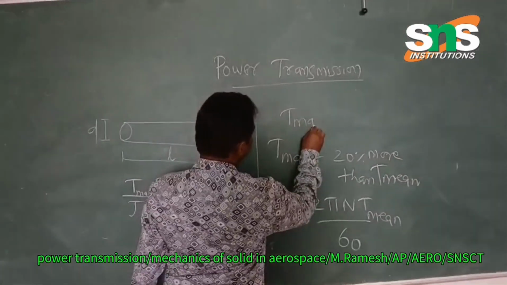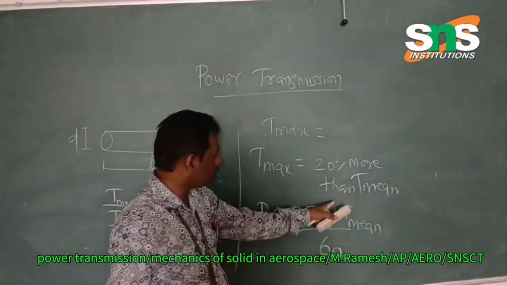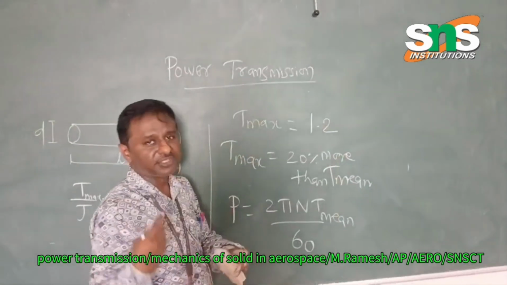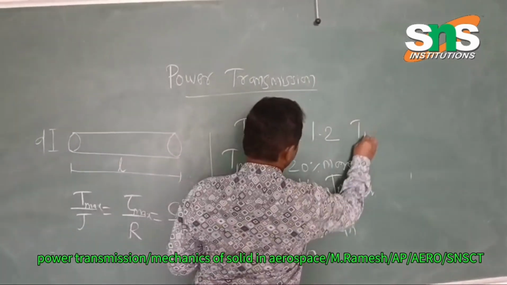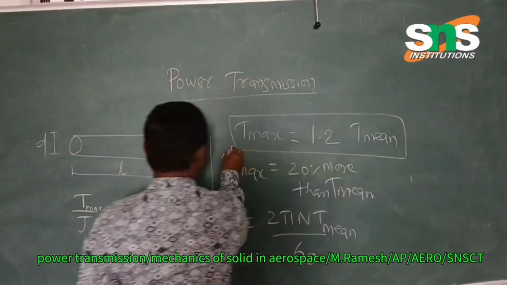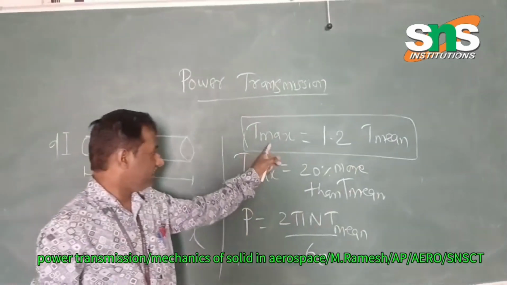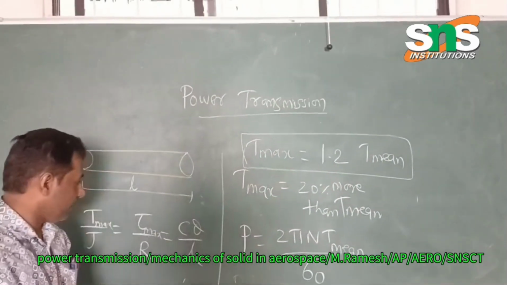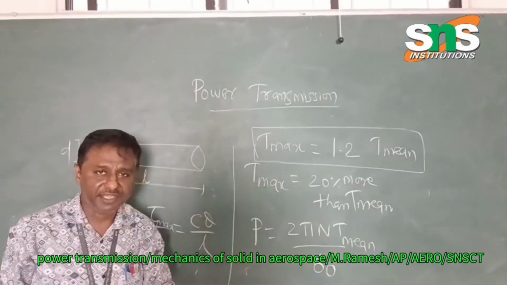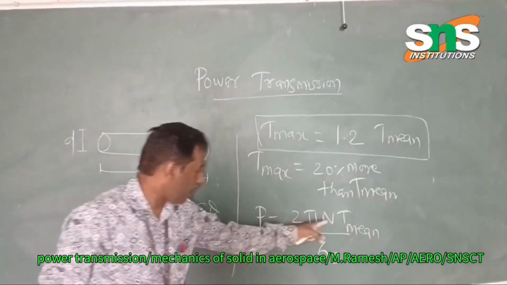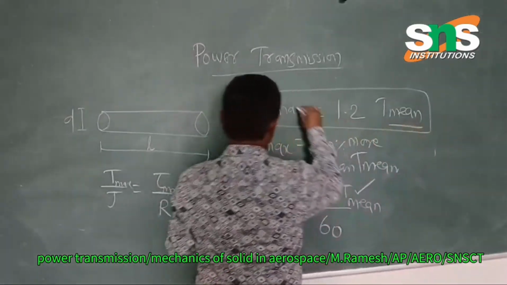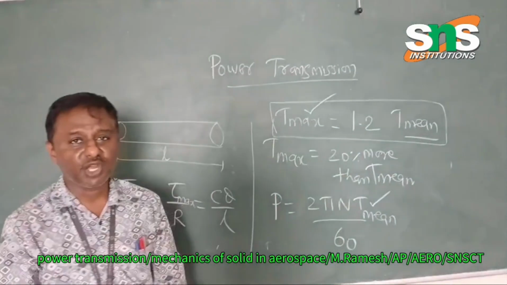So T max equal to, if it is 20% more than the T mean, then this is 1.2 times, that is 120%. That is 1.2 times T mean. Like that I can have one relation, and from that I am going to find the maximum equation. Otherwise I am finding by using the mean torque, that is the power transmission. If I just apply this formula, I am getting the T mean value. I am going to apply T mean here, then I can apply maximum torque.